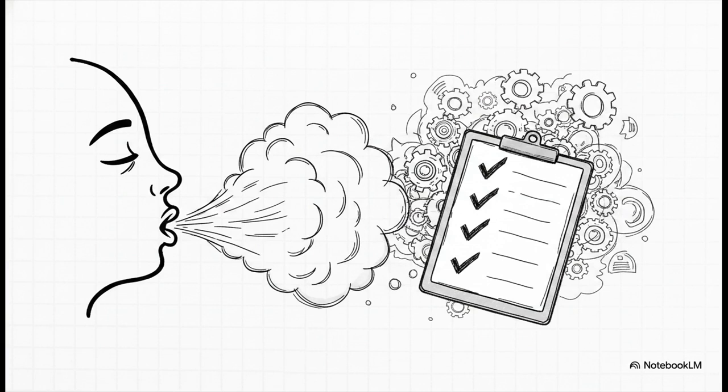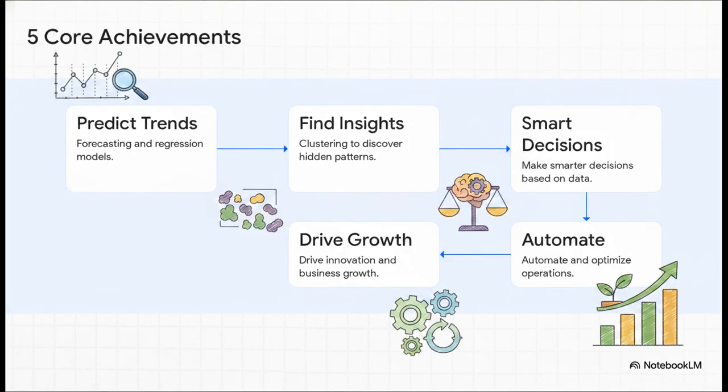The entire alphabet soup of the machine learning brain really only exists to drive tangible outcomes. You just need to know the 5 core things they achieve. Let's definitively walk through them. Number 1, predict future trends. So that's your forecasting and regression. Number 2, discover hidden insights. That's your clustering. Number 3, make smarter decisions based on all that data. Number 4, automate and optimize, streamlining your operations. And finally, number 5, drive innovation and growth. Because really, that's the bottom line.